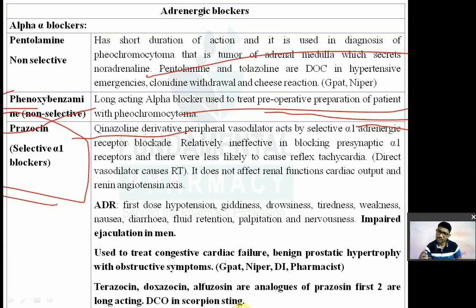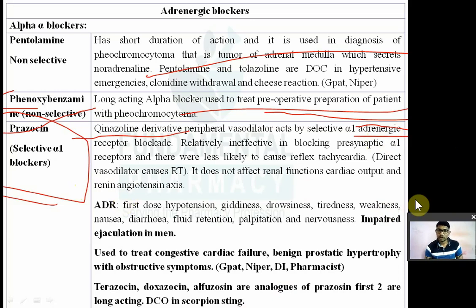Alpha 1 receptor causes vasoconstriction, alpha 2 receptor causes vasodilation, beta 1 receptor causes increase in the heart rate and force of contraction. Beta 3 receptor is responsible for lipolysis in the adipose tissue. So prazosin, terazosin, doxazosin, all these zosins are quinazoline derivatives and they are known as peripheral vasodilators. They block the alpha adrenergic receptor, alpha 1.